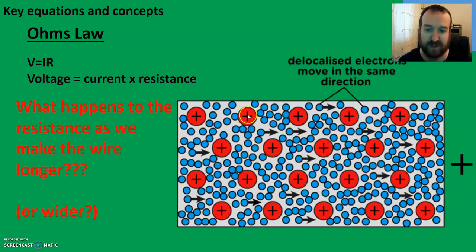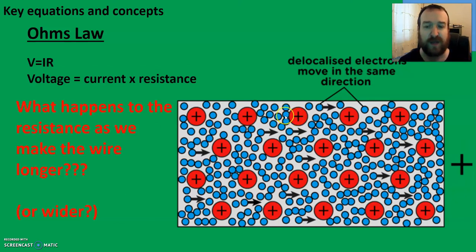So we've got these positive circles, which are metal ions, and we've got these little blue dots, which are the delocalized or free electrons. These are the electrons that can travel through the wire and pass on that electricity. That's what the current is, these flowing electrons. Now when they bump into and collide with these metal ions, that's where resistance comes from.